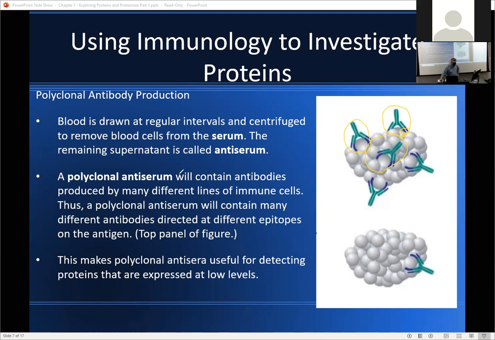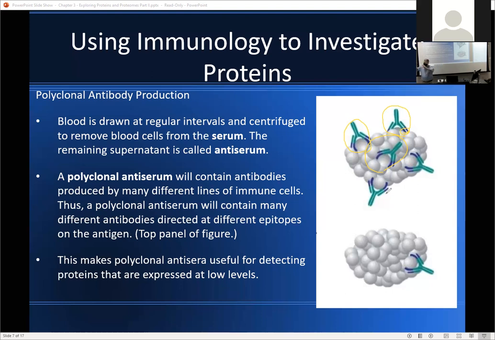Okay, so a polyclonal antiserum, I'm reading from the second bullet point, will contain antibodies produced by many different lines of immune cells, specifically B cells. Thus, a polyclonal antiserum will contain many different antibodies directed at different epitopes. So a situation where we would want to have a polyclonal antiserum rather than a monoclonal antiserum is, say we're trying to detect a protein that's present at very low levels. Okay. So the more antibodies we have that recognize different epitopes, that's going to boost our signal.